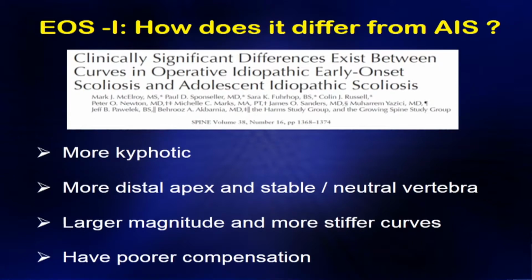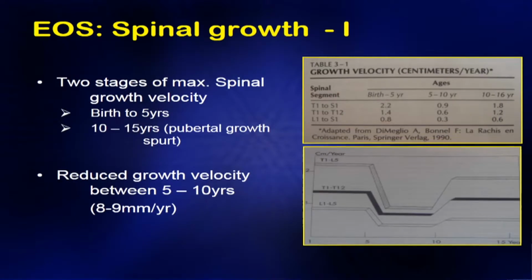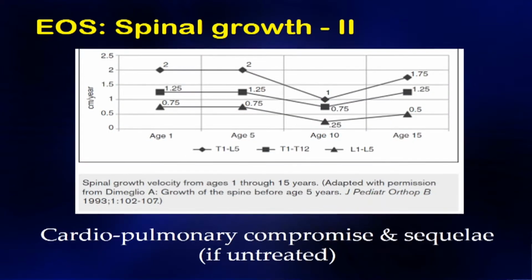So what are the differences from traditional AIS? How does the EOS idiopathic differ from AIS? Firstly, they are more kyphotic. The apex is more distal, as well as the stable and neutral vertebrae. The curves tend to be of a larger magnitude, become very stiff, and have poorer ability to compensate. The Dimeglio charts, as you know, show spinal growth: there are two stages of maximum growth, from birth to 5 years and 10 to 15 years, and then a reduced, but nevertheless present, growth velocity between 5 to 10 years. If untreated, these patients do have both cardiopulmonary compromise and the subsequent sequelae.